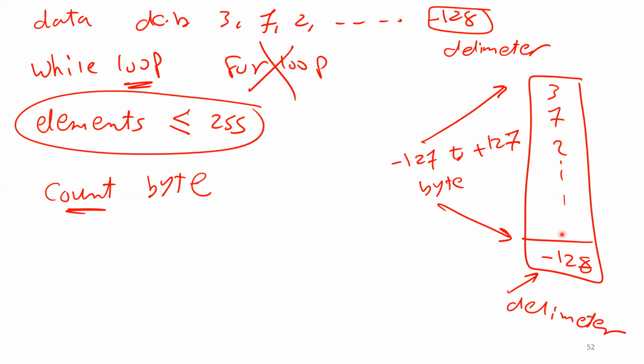To count how many elements, I need to know if my counter has to be a byte or a word. Because I am sure the number of elements is not going to exceed 255, if you want to count the number of elements and define a variable, a byte should be enough. I shouldn't say it has to be a byte, because it can be a word, but I'm saying a byte should be enough because I limit it to 255.